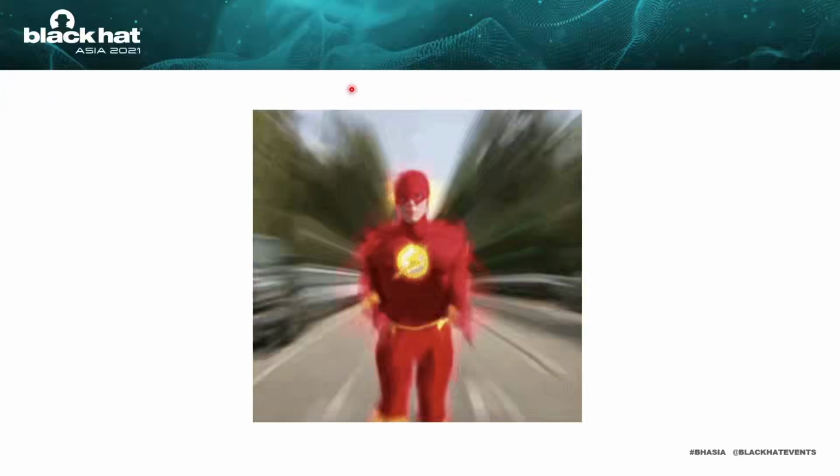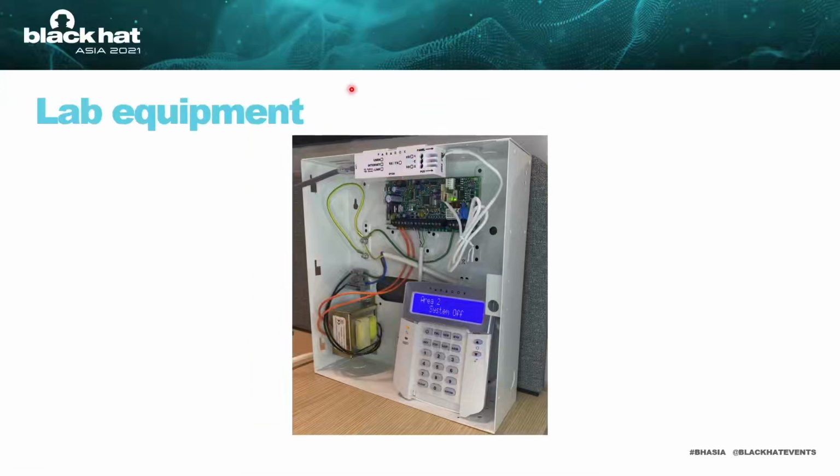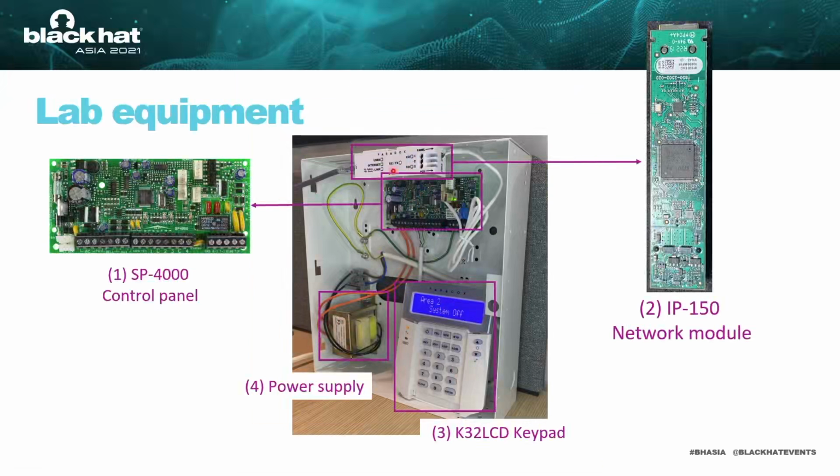So fast forward, we got the equipment, and this is it. What you see in here, in this little metal box, is first the control panel, the SP4000. Control panel in the alarm system jargon is the main board, the motherboard, where everything connects to. Then we have the internet module in here with some cheap plastic on it. After peeling the plastic, you can see that it's quite a simple board.